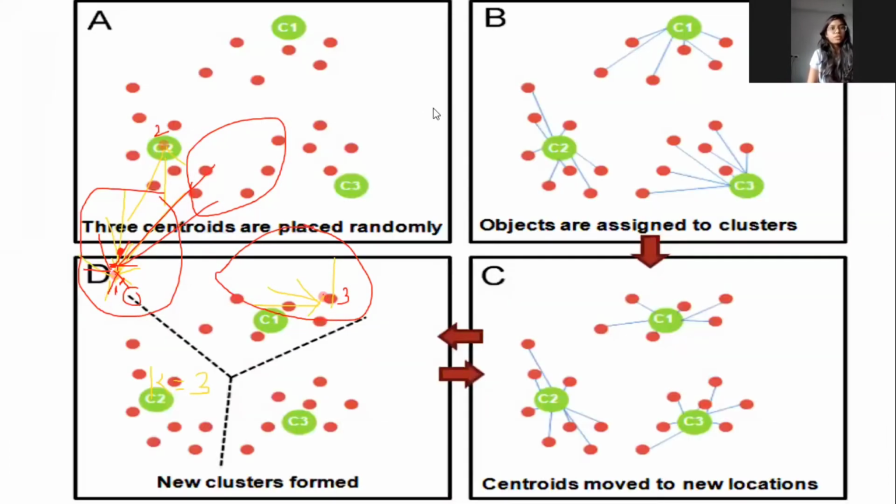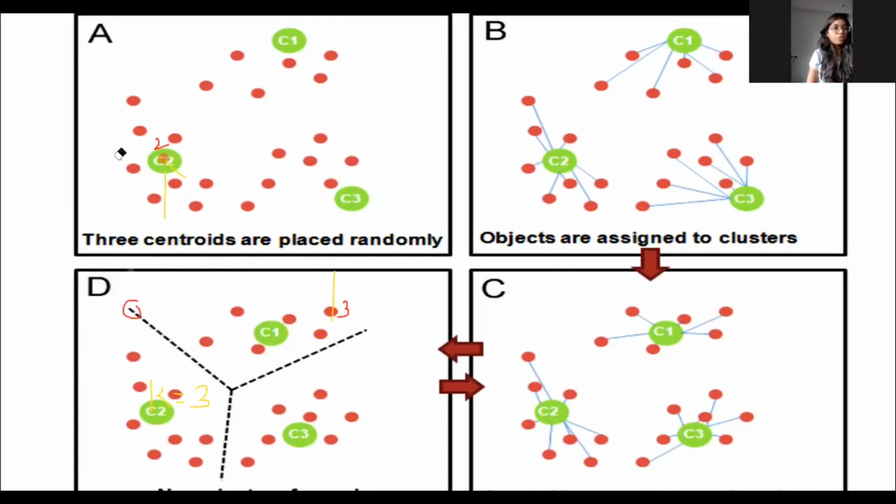Okay, so again, this is the same thing that I have explained. First, it will randomly initialize 3 k values. It is going to calculate the distance throughout the data and will create clusters like this.